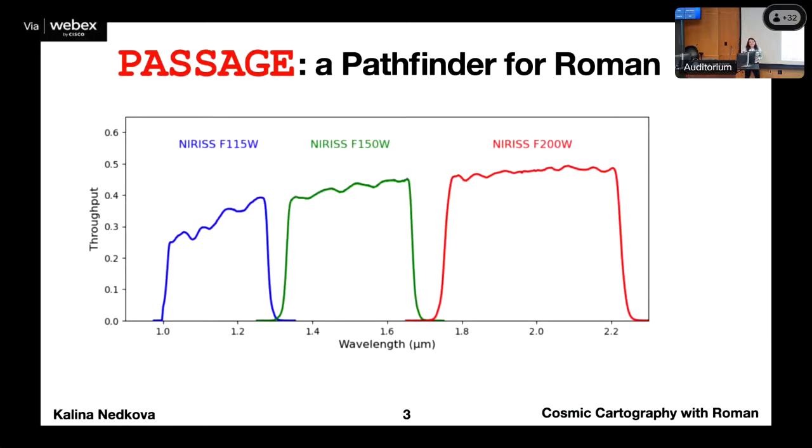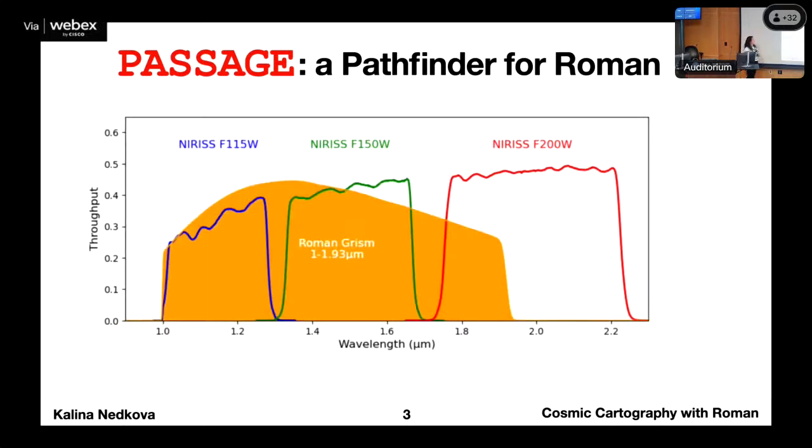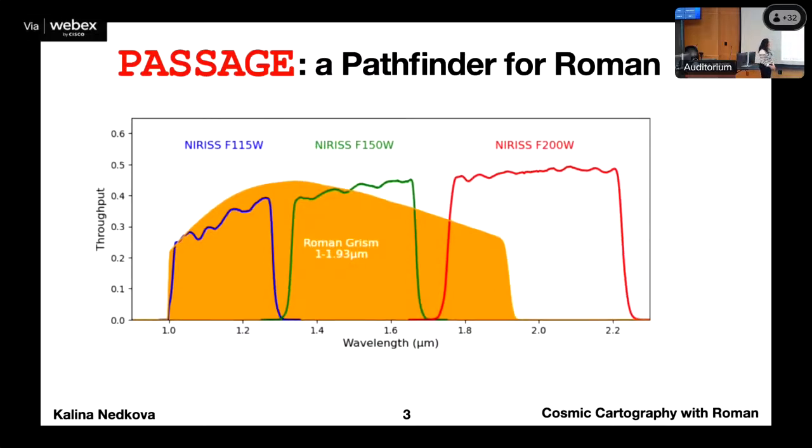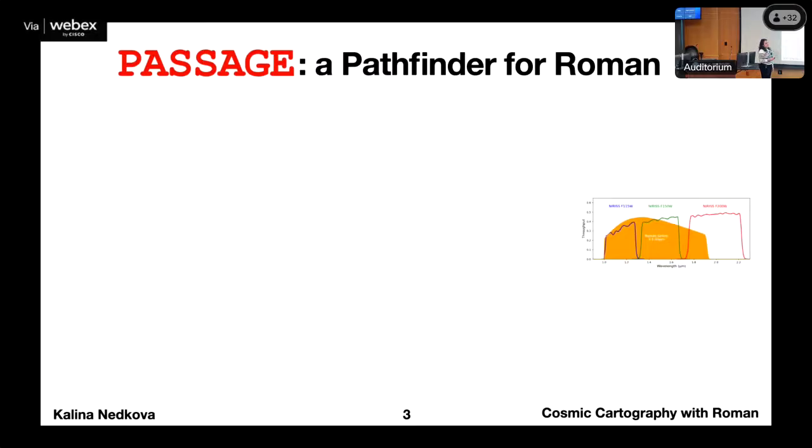So why am I up here telling you about PASSAGE? Well, it's because you can think of PASSAGE as a pathfinder for Roman. Here I'm showing you our 3 NIRISS grism filters, and here is Roman's. From 1 to 1.93 microns, you can see that these are very similar in wavelength range. And the data that we're getting with PASSAGE are stunning.